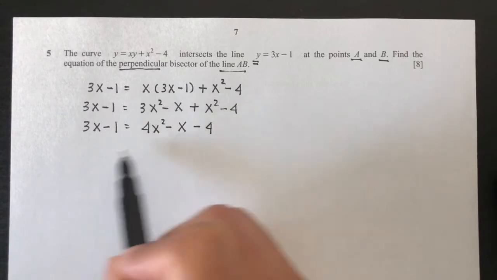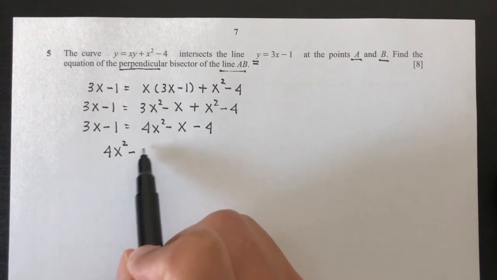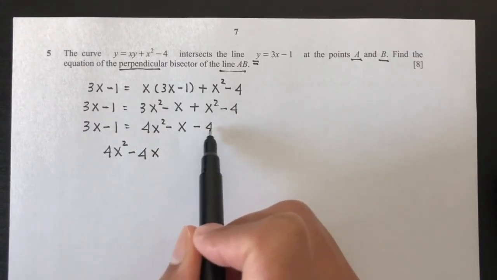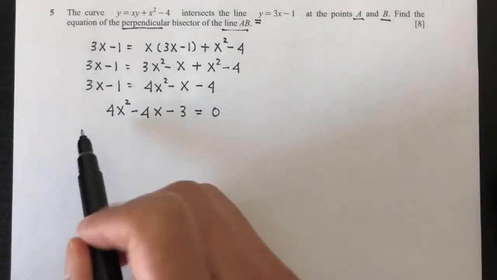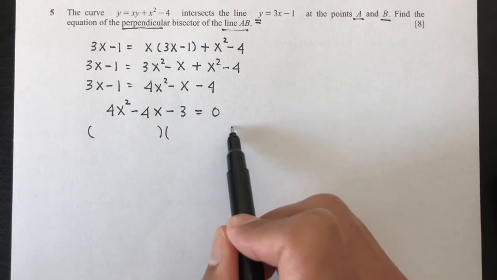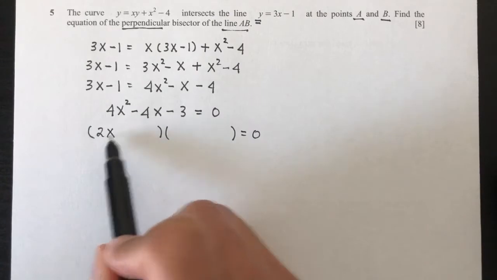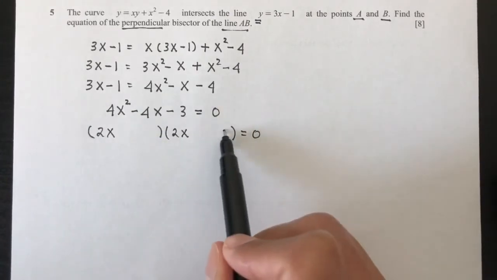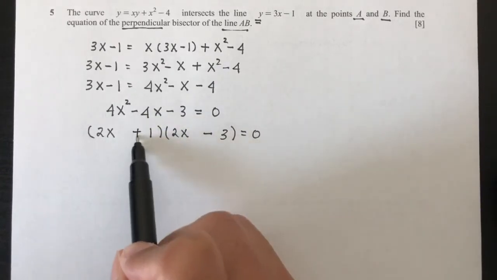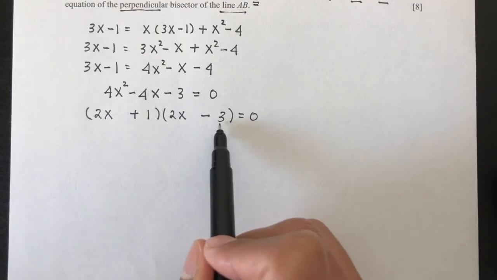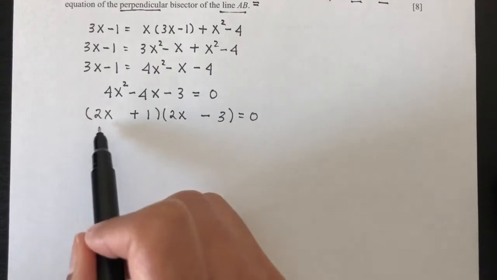Now send everything to one side, you will have 4x squared minus x minus 3x, so minus 4x, minus 4 plus 1 minus 3 becomes 0. So now we have to factorize and find the values of x for which this is true. So 4 is 2x times 2x, and 3 is just 3 times 1. Now to get minus 4x, we have to do minus 6x plus 2x, right? So 2x times minus 3 is minus 6x, plus 2x, that is minus 4x, right? So here we have the factorization.